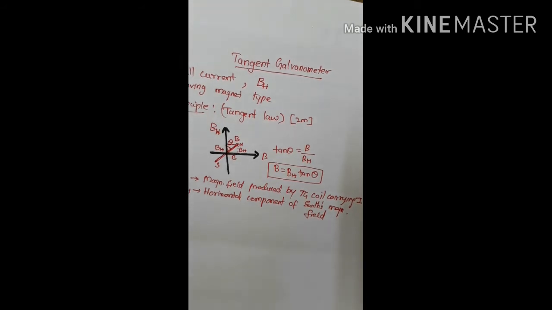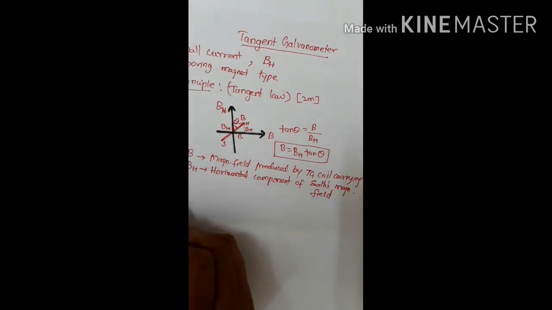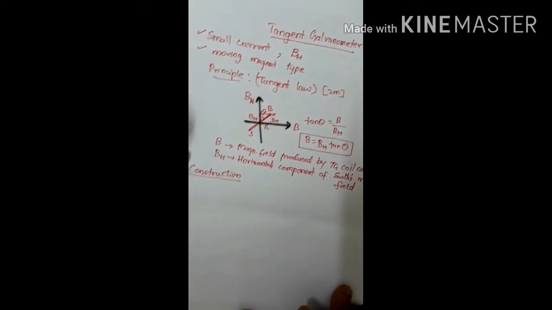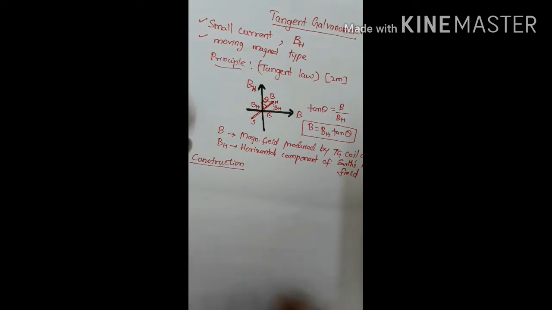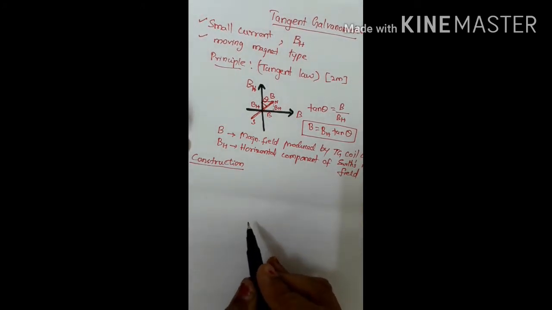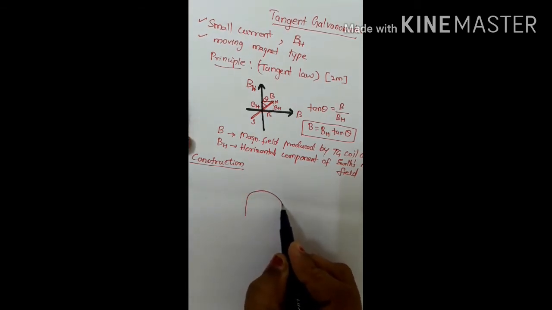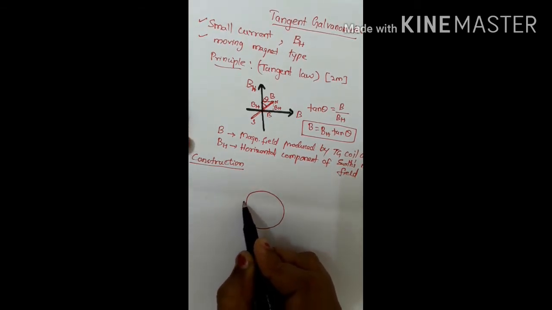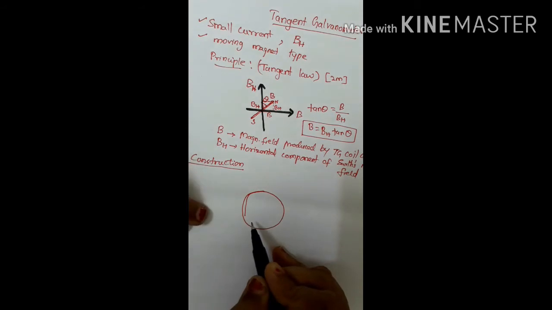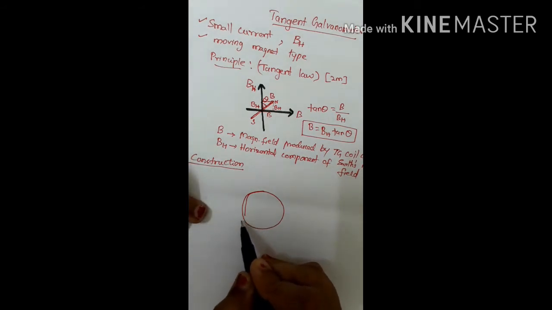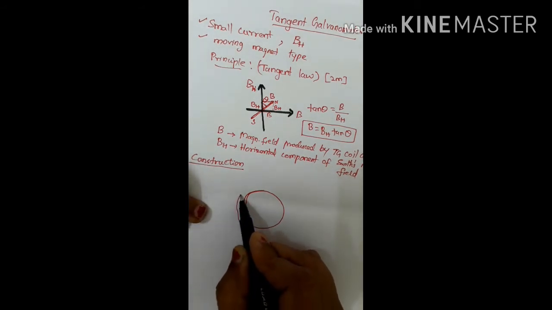Next we will see about the construction, otherwise you can say the description of this tangent galvanometer diagram. For that, I will roughly draw a diagram. It consists of a non-magnetic vertical frame. What I am drawing is a non-magnetic vertical frame. Draw it as a double layer.